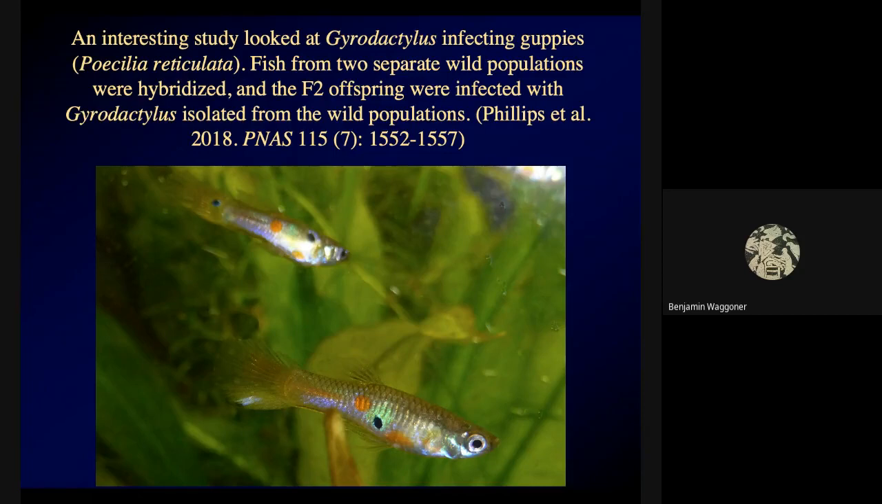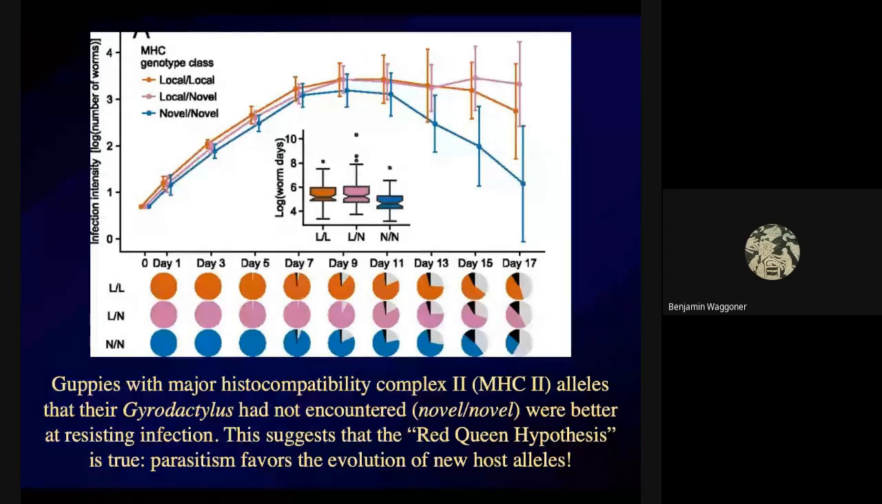They hybridized fish from 2 separate wild populations and infected the hybrid offspring with Gyrodactylus. And it turned out that guppies that had major histocompatibility alleles, those are the alleles for the genes that function in self and non-self recognition, the ones that had alleles that their Gyrodactylus had not encountered were better at resisting infection. The infection intensity actually went down.